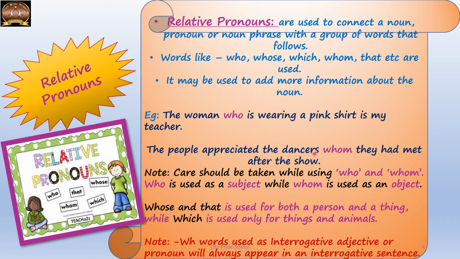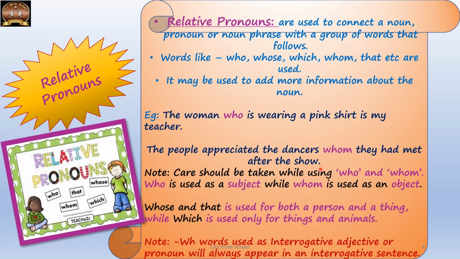Now here I would like to bring to your notice that who is always used as a subject, like it is used along with the subject. The woman who. If we divide this sentence into subject and predicate, the woman who is the subject and is wearing a pink shirt is my teacher becomes the predicate. So who here is a part of the subject. Now look at this sentence. The people appreciated the dancers whom. Now whom is adding some more information about the dancers. So whom here is acting as an object.